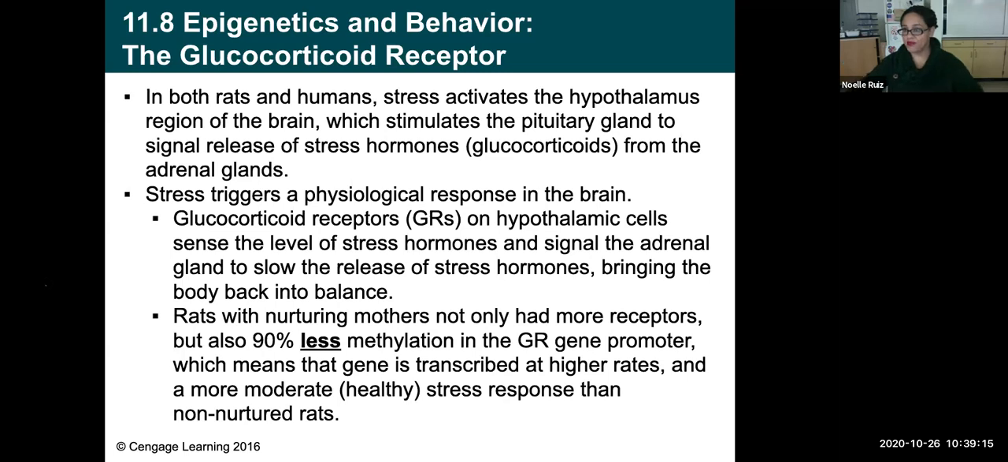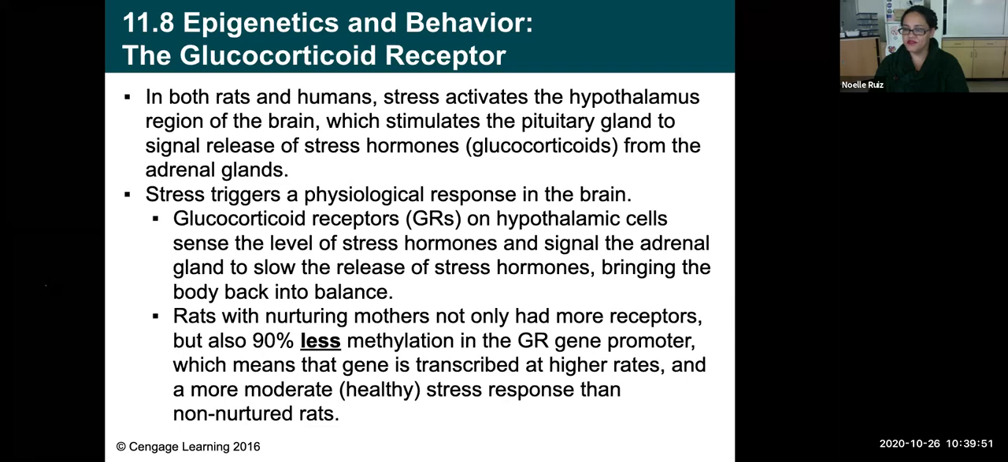So it's a whole pathway, like we talked about pathways last time. You are under stress, the hypothalamus area in your brain triggers the pituitary gland, triggers the adrenal gland to release these glucocorticoids. You have specific receptors for the glucocorticoids. We abbreviate those to GRs. On the cells in your hypothalamus that sense the level of stress hormones and will signal the adrenal gland to slow the release of stress hormones, bringing the body back into balance.